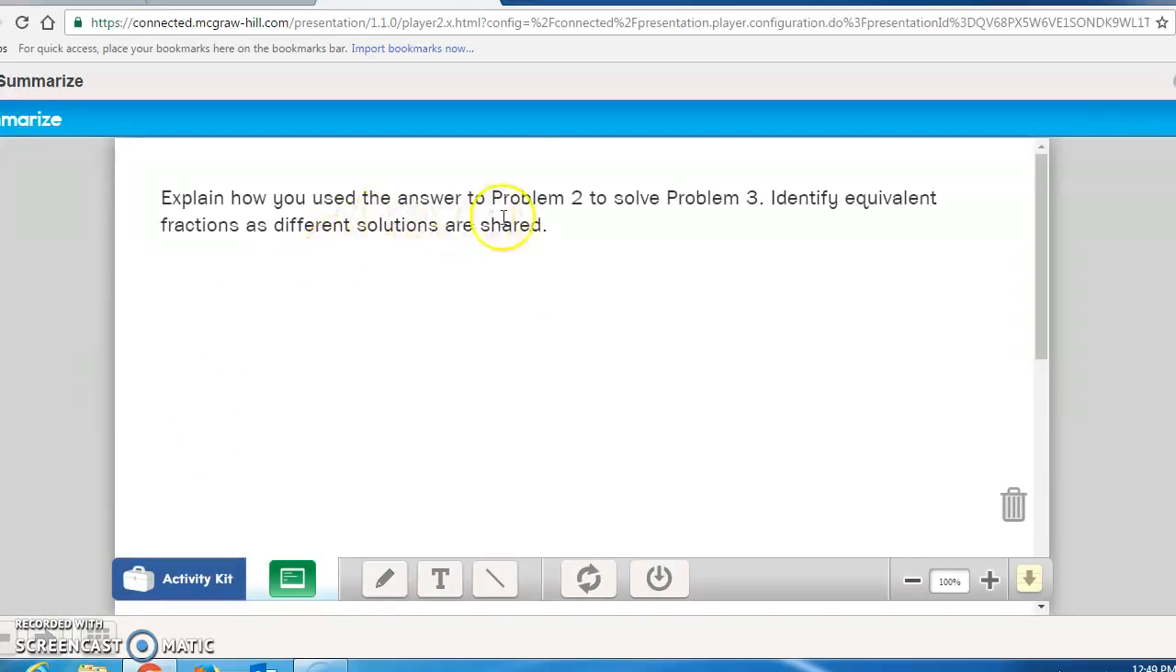Explain how you use the answer to problem 2 to solve problem 3, and then identify equivalent fractions as different solutions are shared. So if you cut it from 1/3 into 6, show me what that looks like. Pause the tape now and do that, please.